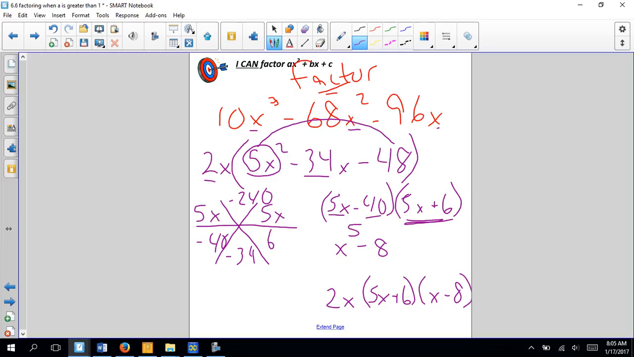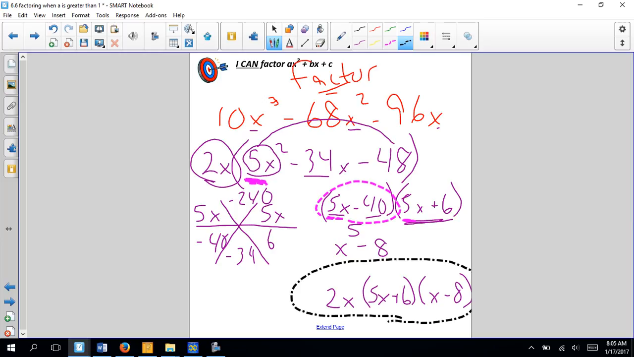So again, we went through this entire scenario where we had to pull out a greatest common factor first. We pulled out 2x. Then when we looked at it, we had our first time where there was a number in front of our x squared. We had a 5 there. The only difference then is we wrote 5x in both of our factors. If we can reduce an entire factor, we do. It gives us the x minus 8 down here, and then we're completely set. We end up with 2x times 5x plus 6, x minus 8.